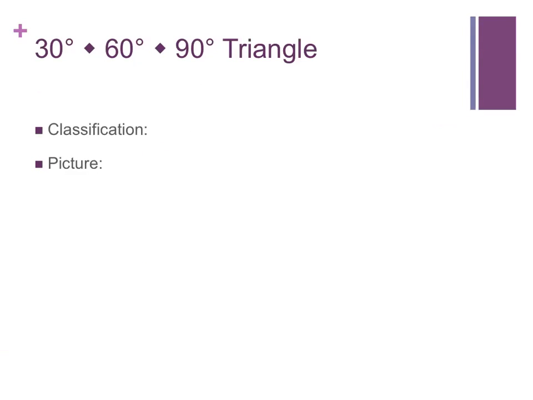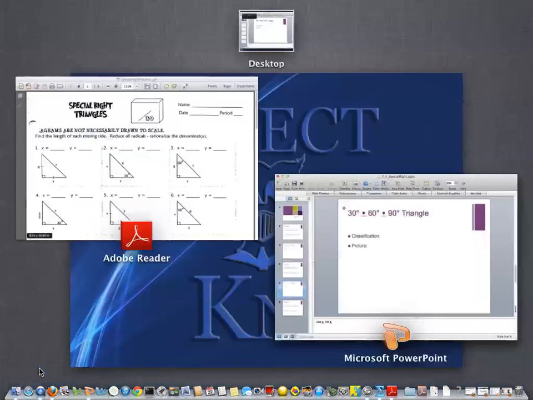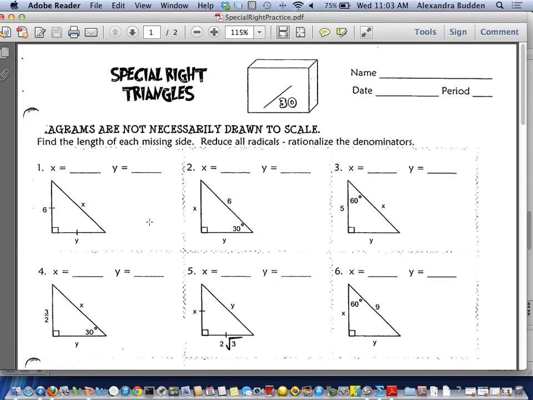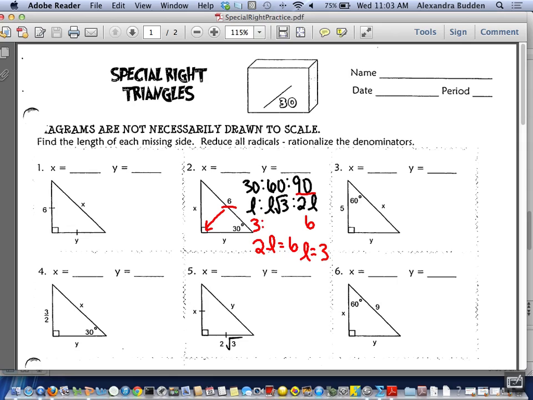So if you would be so kind as to take that packet out again. We're going to start by doing problem 2 together. So this is a 30, 60, 90 triangle. We have that 90, we have that 30. So first thing, I'm going to write my ratios. 30, 60, 90. My sides are L, L root 3, and 2L. Right now, I know the 6, which is across from the 90. So under the 90, I'm going to write 6. Right now, I have 2L is equal to 6, which means L is equal to 3. So here goes 3. Here is L root 3, 3 root 3.